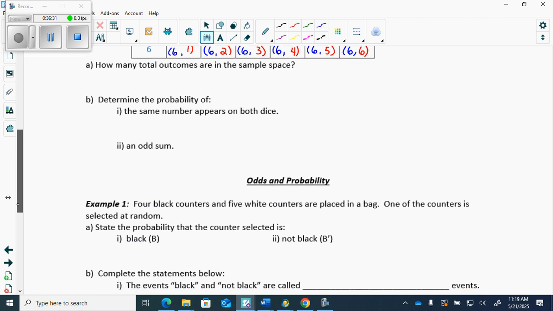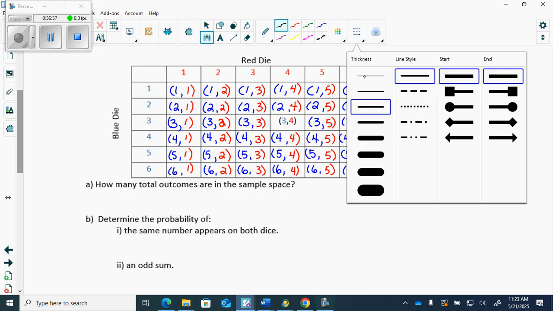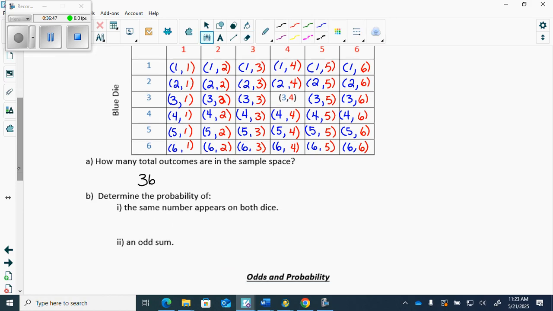Once you've filled it in, I want you to answer A and B, please. How many outcomes are in the sample space? 36. That is not where I meant to write that. Okay. So determine the probability the same number appears on both dice. So we have to go probability, same number. So what goes on the top? The number of same numbers over the total. So we know it could be out of 36. How many of them are the same numbers? 6. 1, 1, 2, 2, 3, 3, 4, 4, 5, 5, 6, 6. That reduces to 1 out of 6.